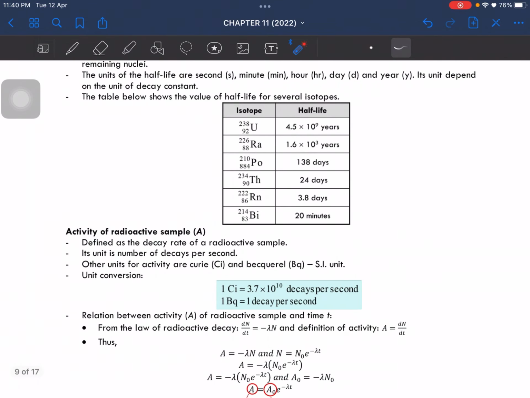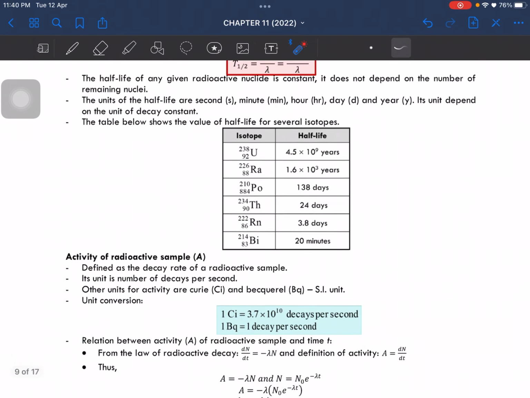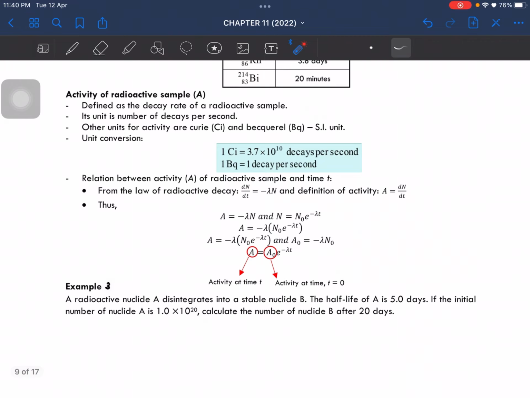Okay, so these are some of the half-lives of several isotopes. For uranium, the half-life is 4.5 times 10 to the power of 9 years. Okay, gitu-gitu aja lah. And then, okay, that is on half-life. Let's look at the activity of a radioactive sample. So activity of a radioactive sample is defined as the decay rate of a radioactive sample. The unit is number of decays per second. Other units can be curie ataupun becquerel, which is the SI unit juga lah.